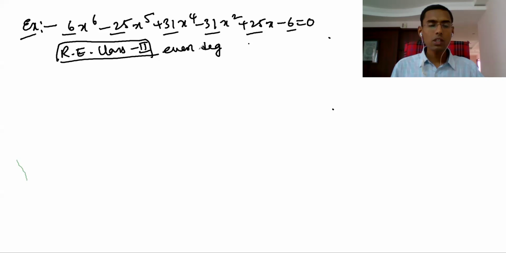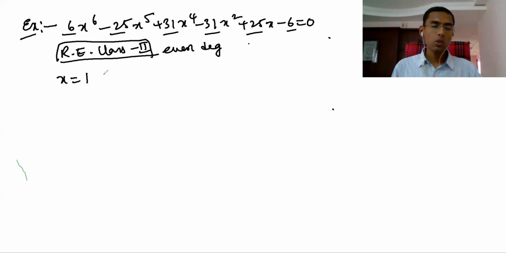Whether even degree or odd degree, what you need to understand here is you have to put x equal to 1 and x equal to minus 1 and check. X equal to plus 1 will satisfy obviously. So x equal to plus 1 is a root and x equal to minus 1 also will satisfy obviously. If you put minus 1, you will get the same thing. Therefore plus 1 and minus 1 both are the roots.